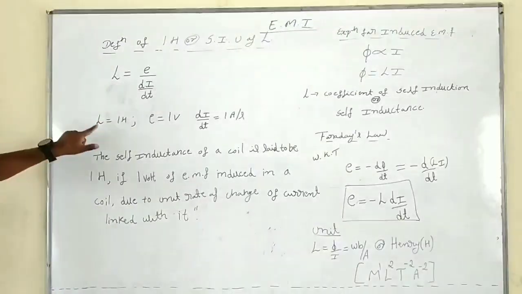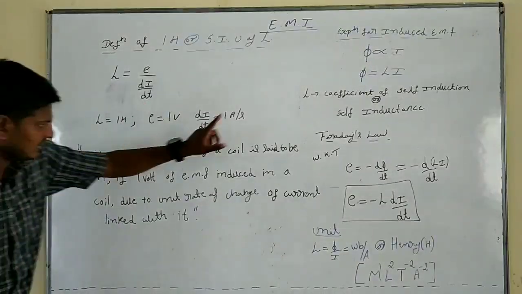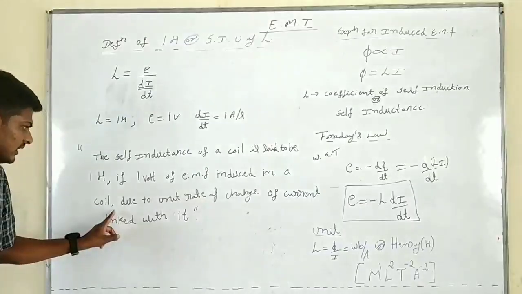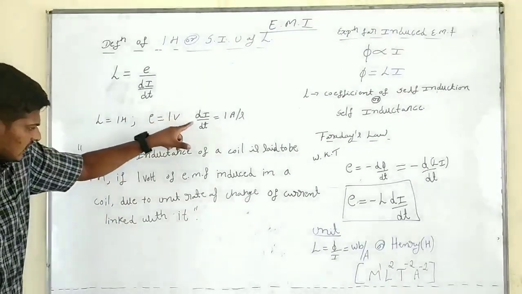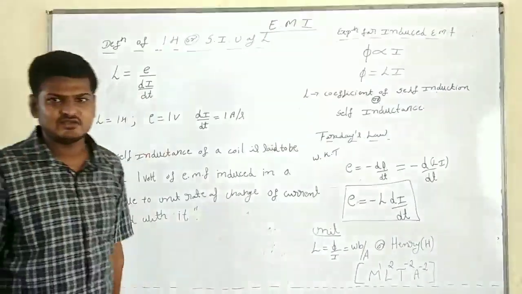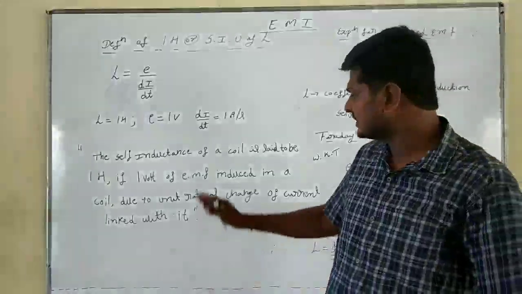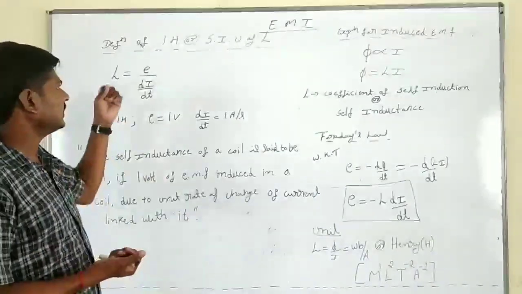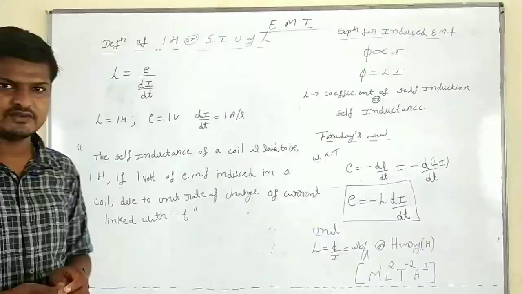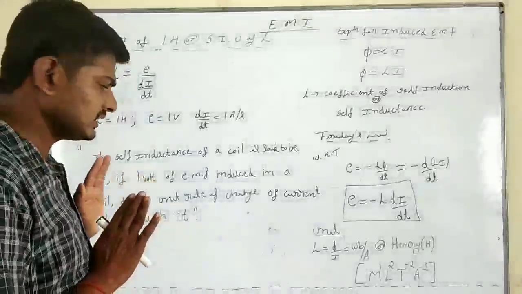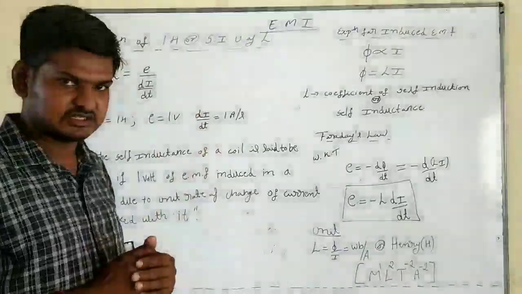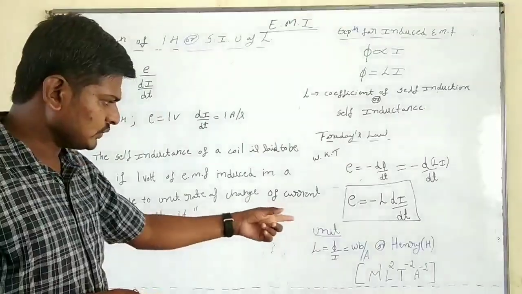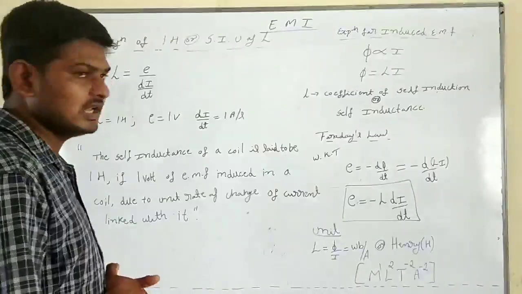Now we can say the self-inductance of a coil is said to be 1 Henry if 1 volt of EMF is induced in a coil due to unit rate of change of current linked with the same coil. We are going to call this self-inductance. This is the definition and SI unit of self-inductance, and the EMF induced, dimensional formula about self-induction.